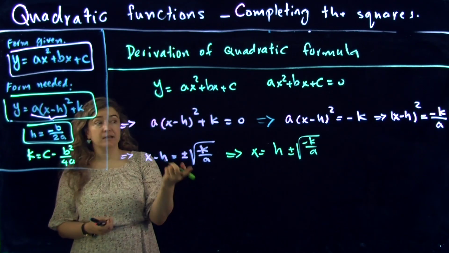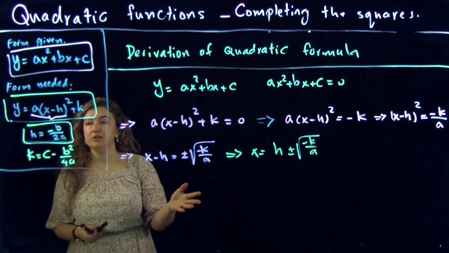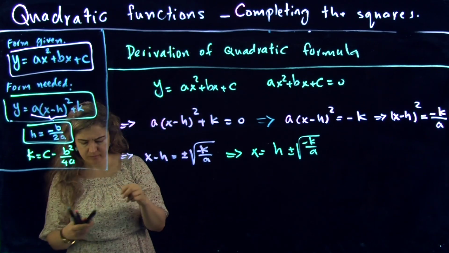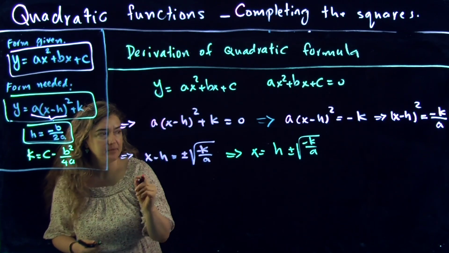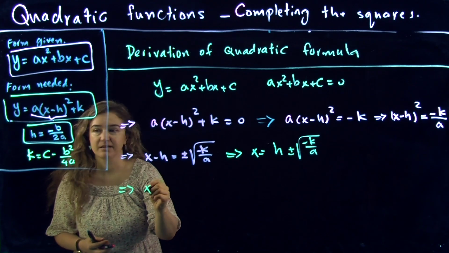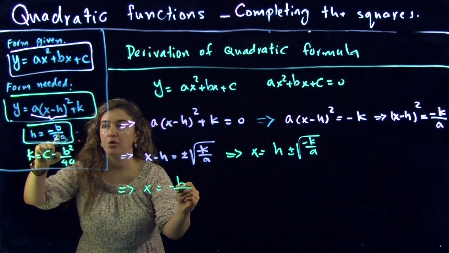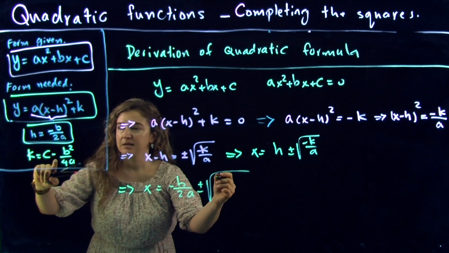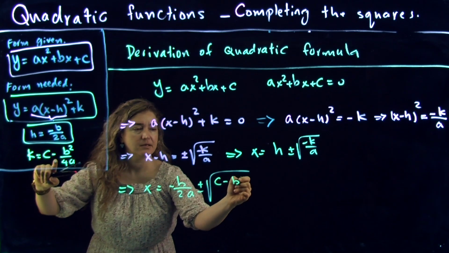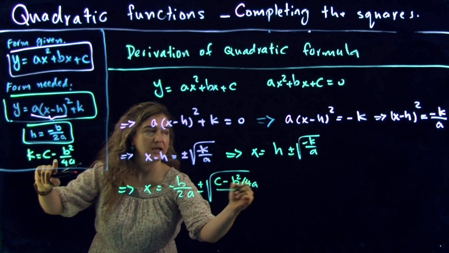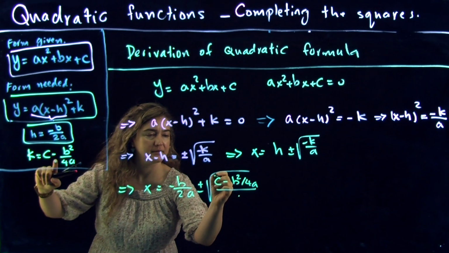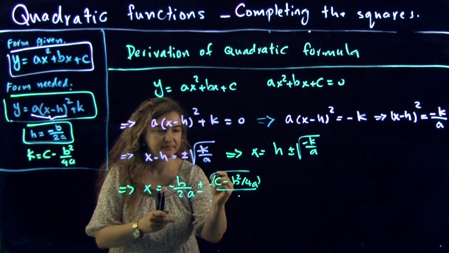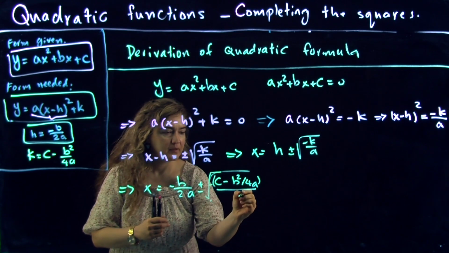Okay, this does not look like the quadratic formula yet. What we need to do is plug in these two values for h and k and then simplify. So the next step: x is equal to negative b over 2a plus or minus the square root of (c minus b squared divided by 4a) divided by (negative a).